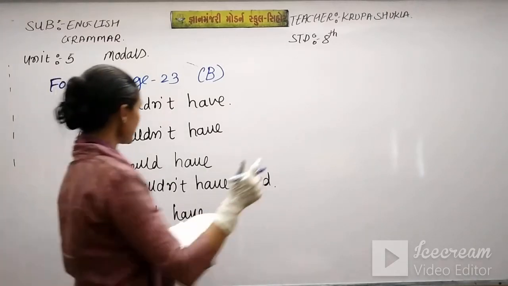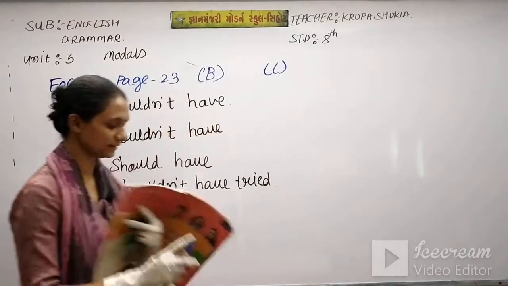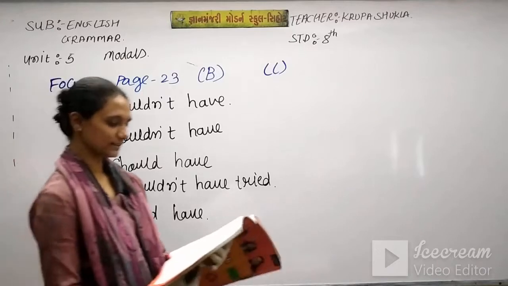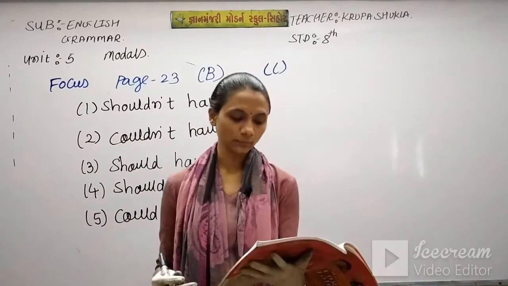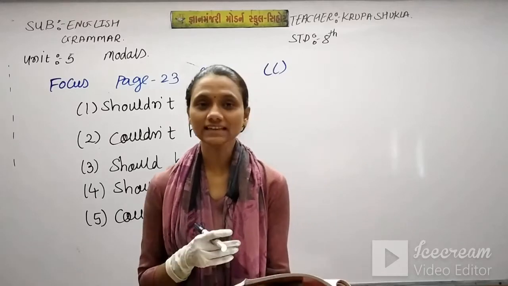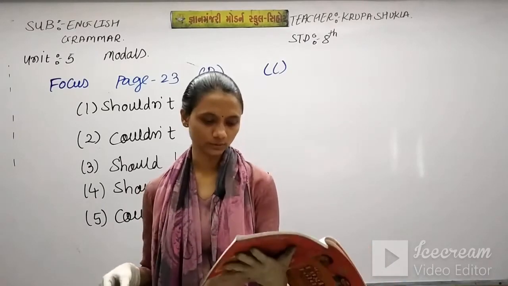Now focus exercise C, which is also there on page number 23. Let me see what it is about. Fill in the blanks with may, might, must or could based on the hints. Okay, hints are given here. We have to choose either of the modals for the blank.